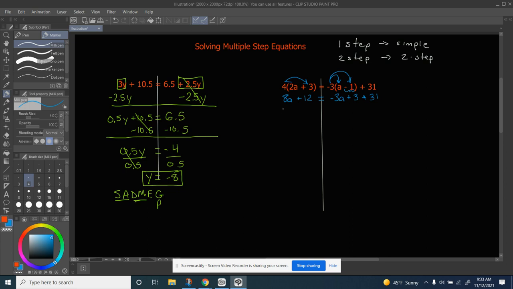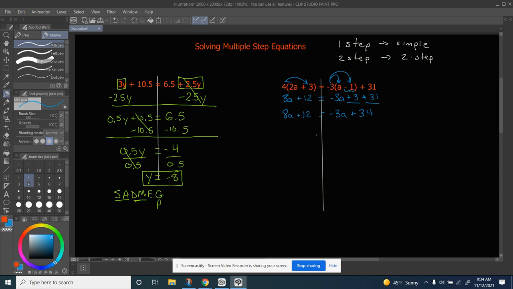So on the left-hand side, I have 8a plus 12. All my like terms are combined. But on the right-hand side, I still have 2 constants that need to be combined. So I'm going to write another layer because I like to go one step at a time. And we have negative 3a, but this positive 3 and this positive 31 are going to combine to be a positive 34.